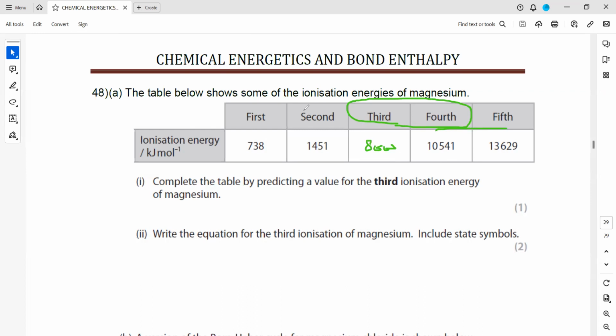Why should there be a big difference? Because magnesium belongs to group 2. So group 2 elements have 2 electrons in the outermost shell. So the first 2 ionization energies should be comparable, and the third should have a greater difference. Then write the equation for the third ionization. So magnesium has already lost 2 electrons in the gaseous state, and we remove the third electron. We call that the third ionization energy.